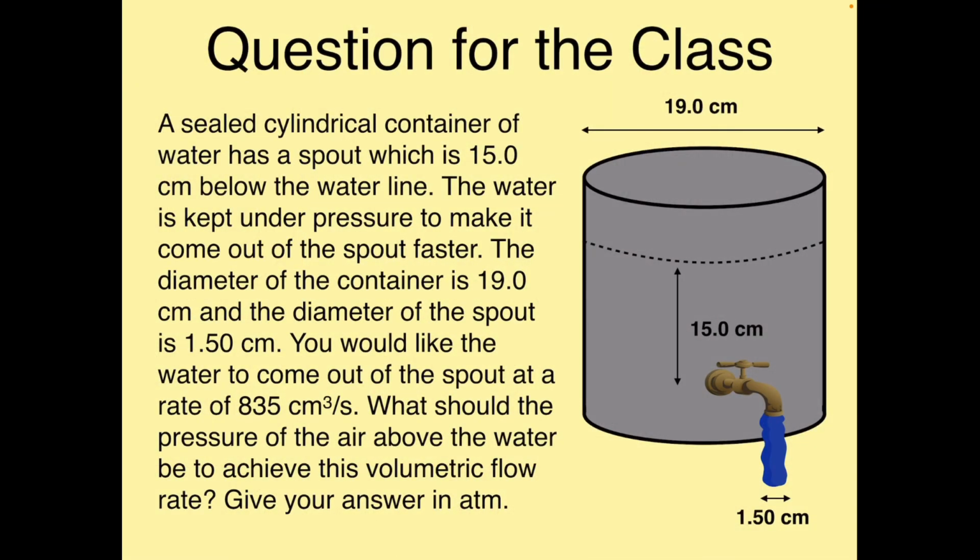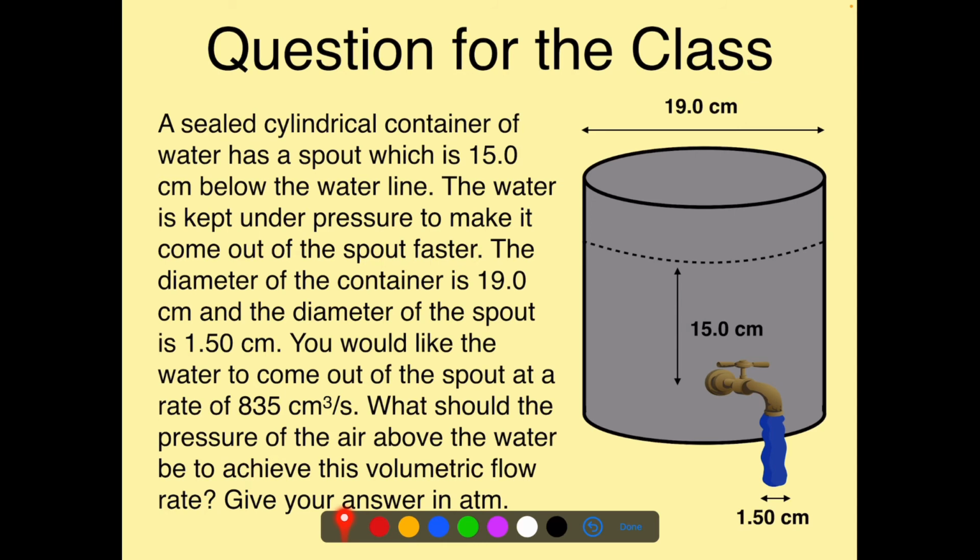So let's do another one from the chapter 13 lecture. Here we have a sealed cylindrical container of water, which has a spout, which is 15 centimeters below the water line. So this is the container. It's completely sealed off, so it's not open to the air. And the water level is shown right here with the dashed line. So the spout is 15 centimeters below that. The water is kept under pressure to make it come out of the spout faster. So the air up here on top of the water is greater than just atmospheric pressure. And that makes the water come out of the spout faster.